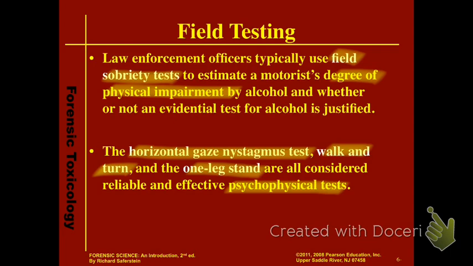Horizontal gaze nystagmus test is where an officer shines a light in a person's eyes and has them follow it out off to the side. Usually people will be able to follow it continuously out to 45 degrees. And then after 45 degrees, the eyes start kind of moving jerkily off to the side. The nystagmus is when the eyeball jerks. It doesn't move in a smooth motion. When a person's under the influence, that happens closer to the center than 45 degrees.